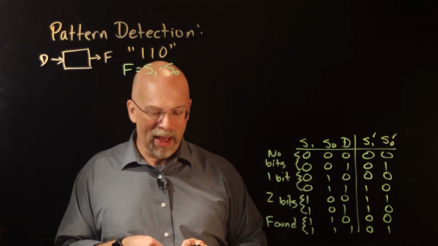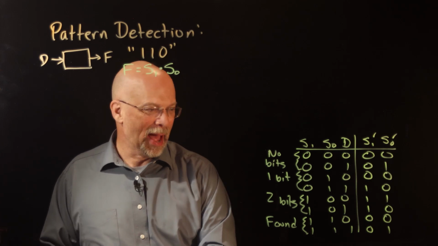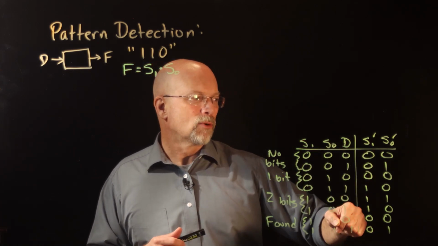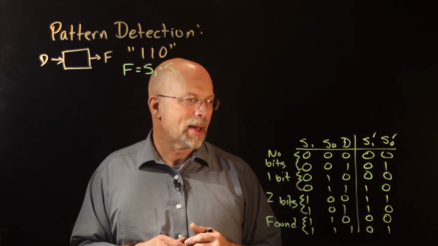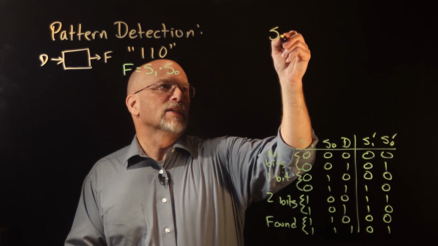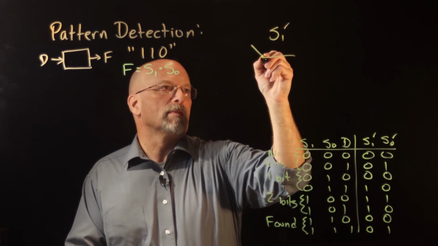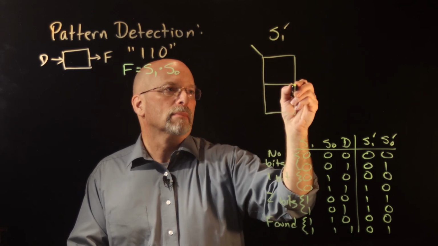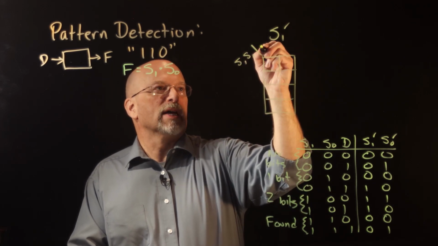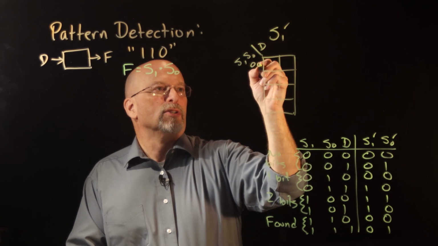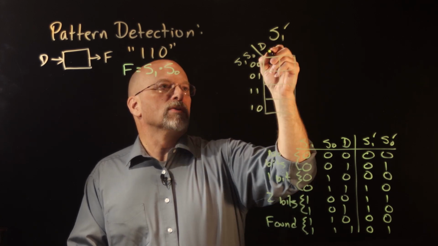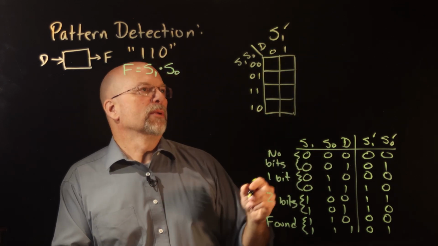So let's come up with a Karnaugh map for these two outputs. I need one Karnaugh map for S1 prime and another Karnaugh map for S0 prime. So let's go ahead and make S1 prime. This is going to be our Karnaugh map. It has as its inputs S1, S0, and D. Gray code down to number the rows, and 0 and 1 to number the columns.